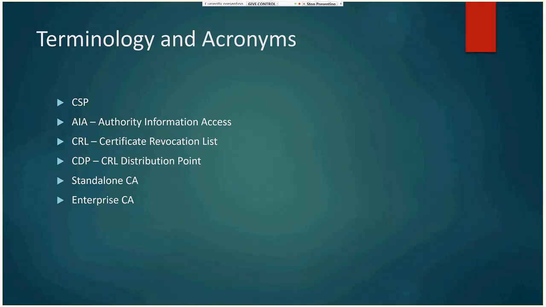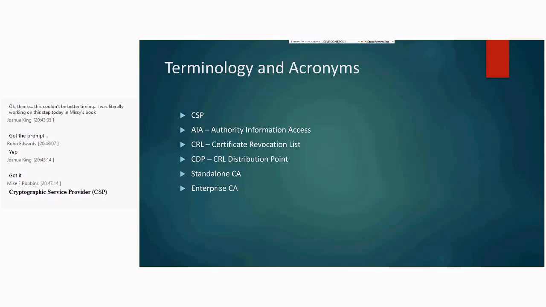The AIA, or Authority Information Access, is a location that is available to your end entities where they can go and retrieve the public certificates in the chain. So the root CA, if you have a multi-tier PKI with more than 2 tiers and additional issuing CAs, can be retrieved from there. A standalone CA is one that's not Active Directory integrated, and an enterprise CA is Active Directory integrated.